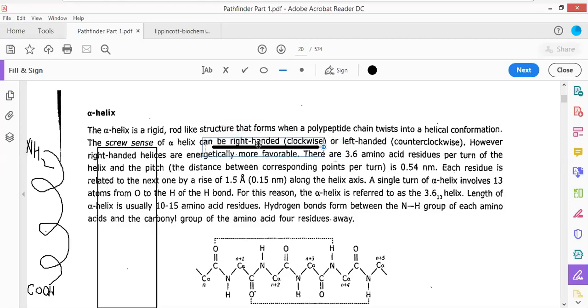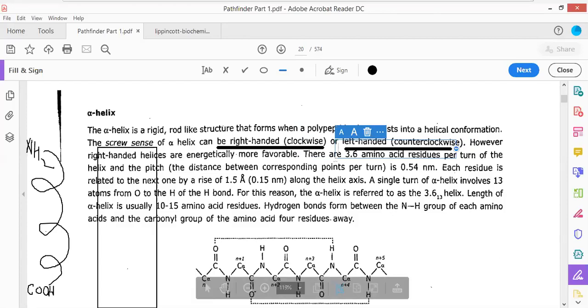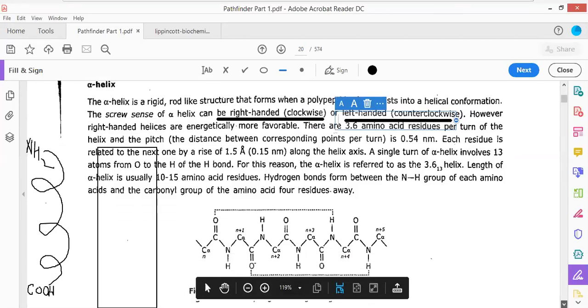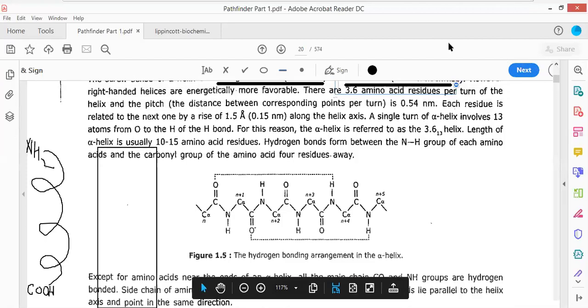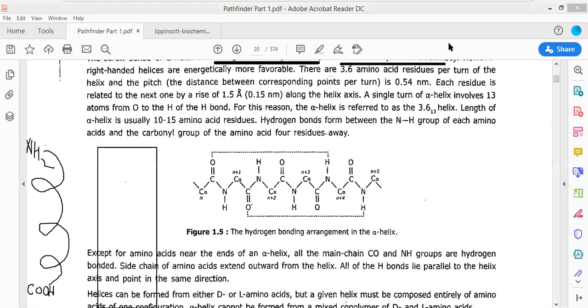So we are going to talk about alpha helix. Alpha helix has two different orientations. One is referred to as clockwise, another one is referred to as anti-clockwise. Now how can we understand this? Please look here, I'm making a diagram to make you all understand what I am talking about. We are going to classify the alpha helix into two different types: the right-handed alpha helix, and another one would be referred to as the left-handed alpha helix.